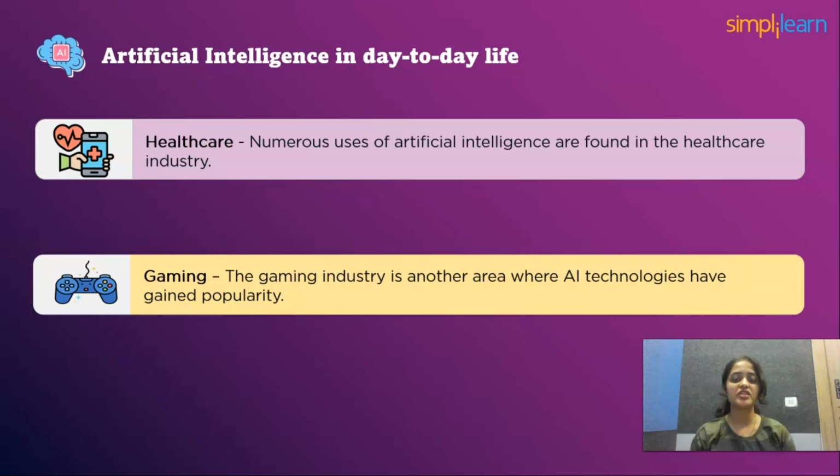The gaming industry is another area where AI technologies have gained popularity. AI can be utilized to develop intelligent, human-like NPCs that communicate with players. It can also be used to forecast human behavior to improve game design and testing.